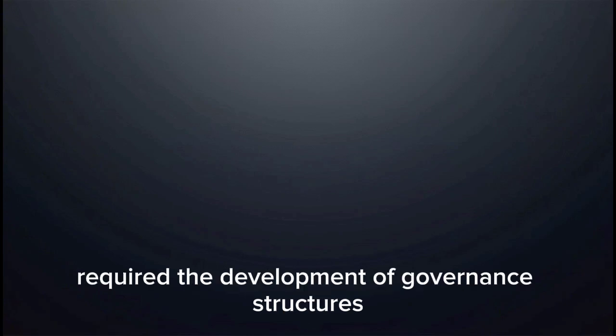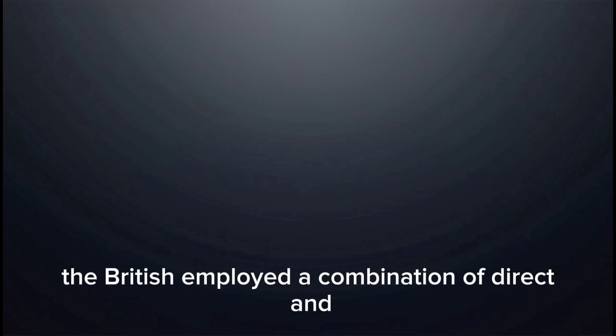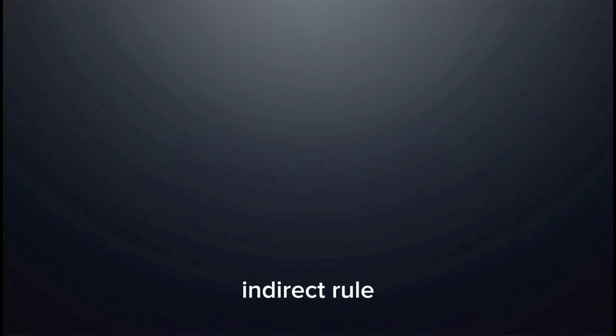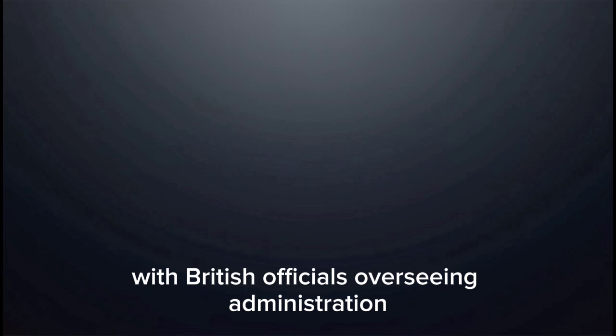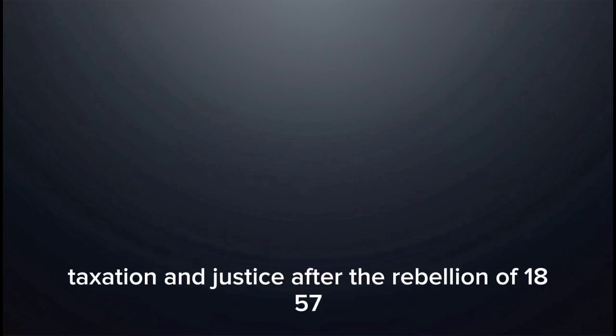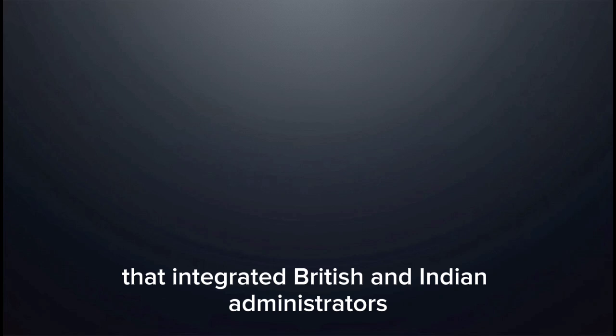2. Governance and colonial administration. Administering a vast empire required the development of governance structures capable of maintaining control over diverse populations and territories. The British employed a combination of direct and indirect rule, adapting their methods to local conditions. In India, the East India Company initially exercised direct control over its territories, with British officials overseeing administration, taxation, and justice. After the rebellion of 1857, the British Crown assumed direct control, establishing the British Raj with a more formal bureaucratic structure that integrated British and Indian administrators.